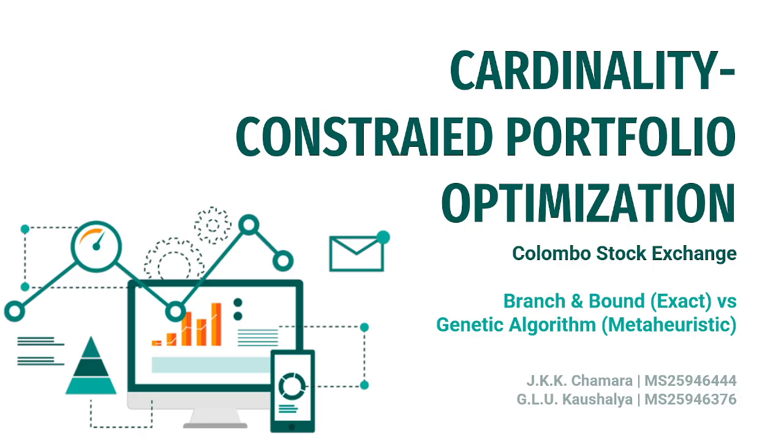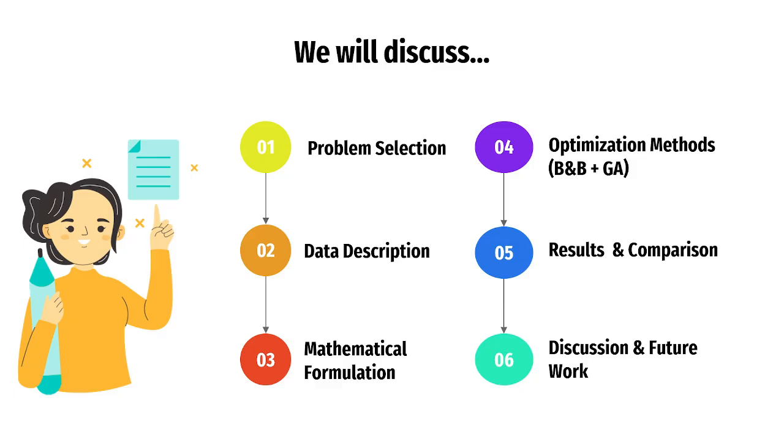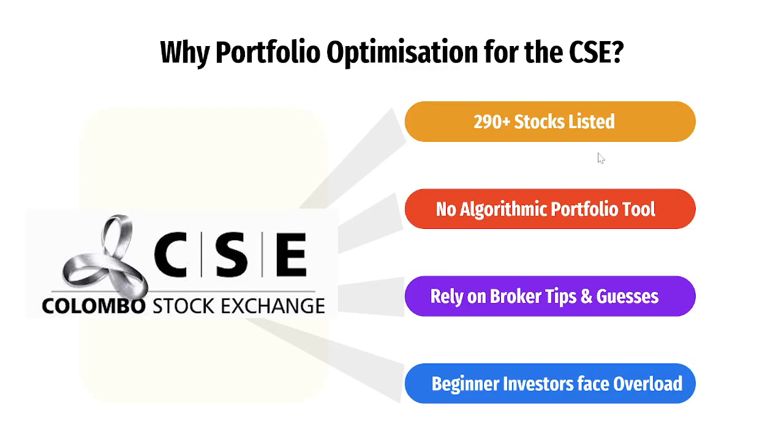Today we are presenting our optimization methods assignment on cardinality-constrained portfolio optimization for the Colombo Stock Exchange. We compare two methods, branch and bound as our exact method and a genetic algorithm as our metaheuristic. We will go through problem selection, data description, mathematical formulation, both optimization methods, implementation, results and discussion.